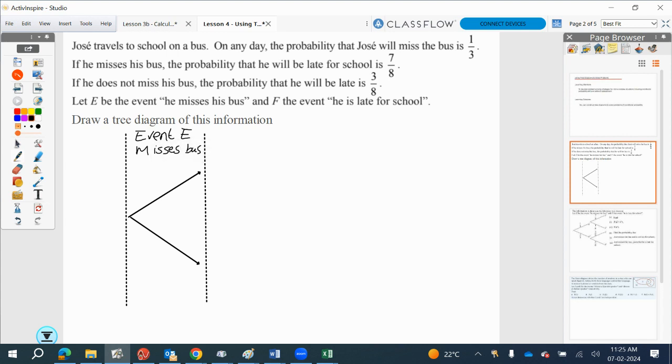So we have two probabilities. He misses the bus. What's the opposite of missing the bus? Not missing the bus. So here we have the probability of event E, and here we have the probability of not E. So can we work out what the probability of E is? The probability that Jose misses the bus.